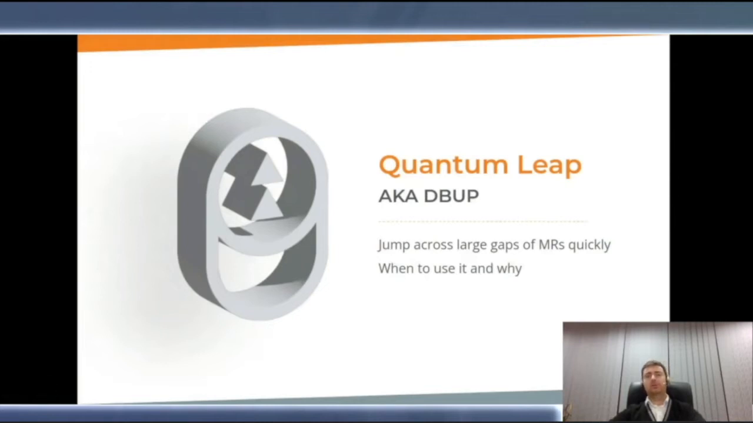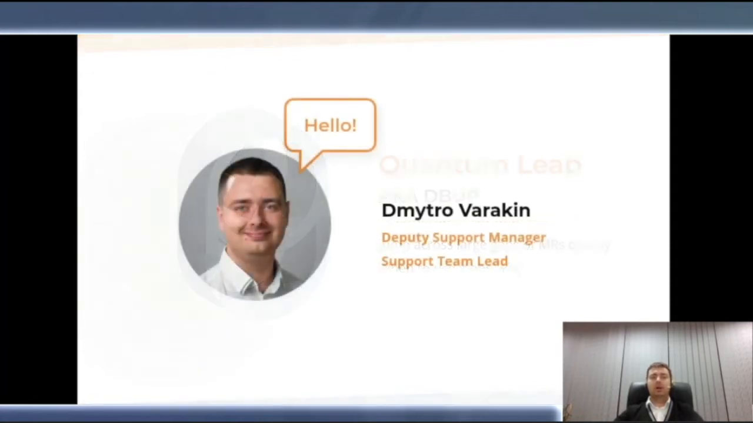Hi all. Today I'd like to talk about one more way how to make your installation up to date. And the name of this approach is Quantum Leap, also known as DBup. And today it can be considered as the fastest way to get the latest release, especially when the gap between the releases is more than 20.